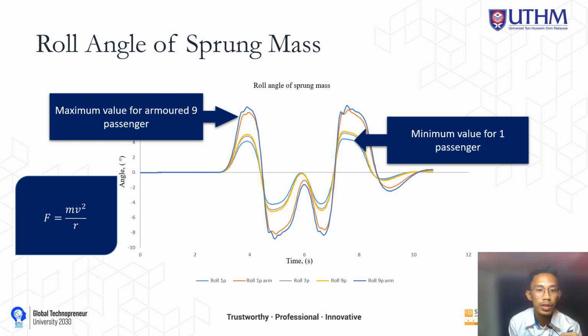Roll angle of sprung mass. The armored vehicle with 9 passengers produces the highest value of roll angle during the double lane change test, while the minimum value is produced by the one-passenger non-armored vehicle. Roll angle is produced from centrifugal force, which can be defined by the equation F equal to mv squared over r.